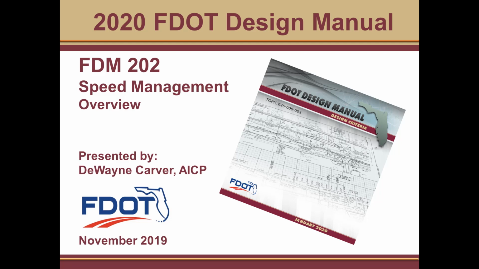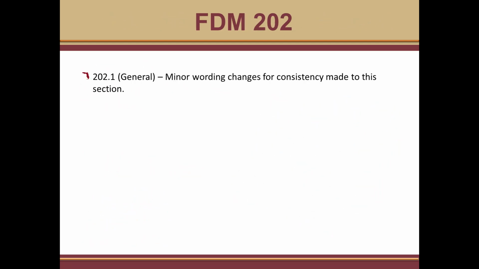There were no major changes made to the chapter at this time, but if you'd like to know what the changes were, we'll go through them in this webinar. In the first section, which is the general section, 202.1, we made minor wording changes for consistency. Those changes were made throughout.